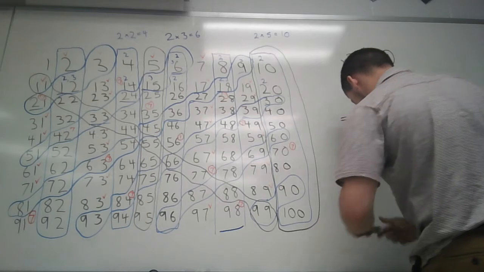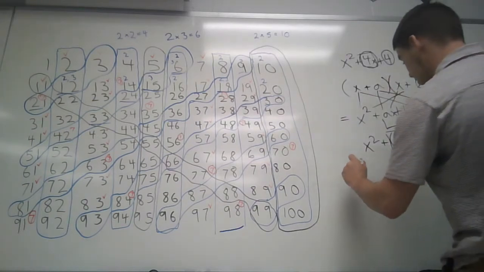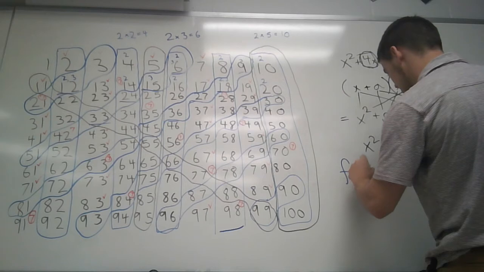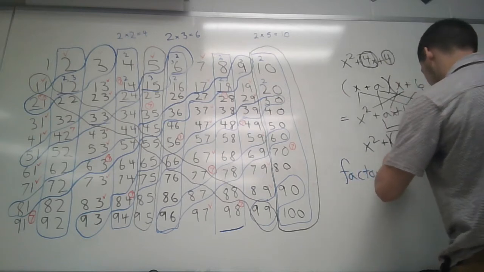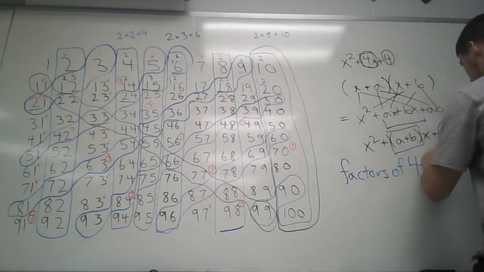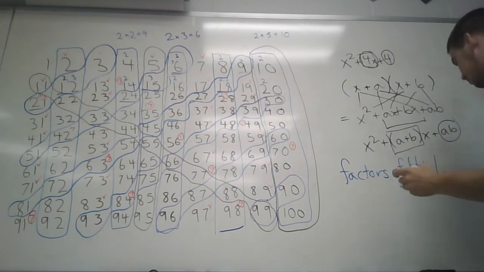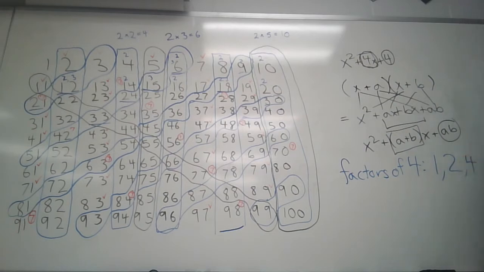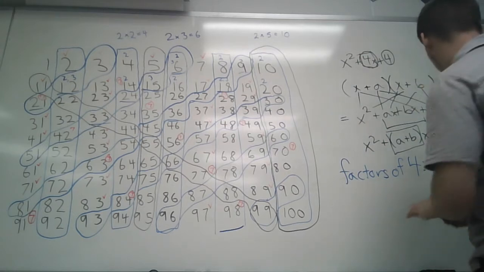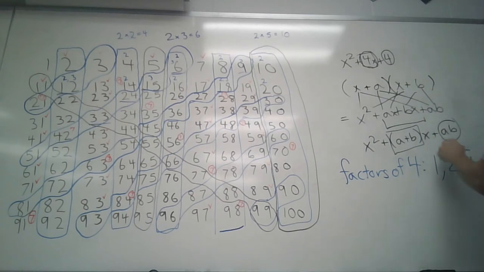So I'm going to use a blue marker for a moment here and say the only numbers that divide 4, the factors of 4, are 1, because 4 divided by 1 is 4, 2, because 4 divided by 2 is 2, and 4, because 4 divided by 4 is 1, and nothing else is going to divide it evenly. So the only things we can choose from, we need two of these that multiply together to get 4. So either 1 and 4 or 2 and 2.